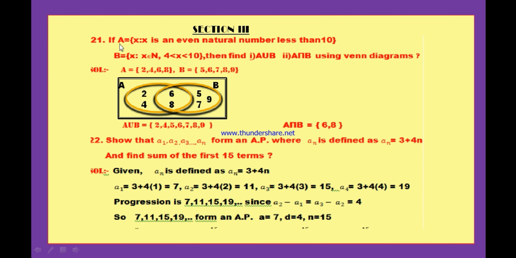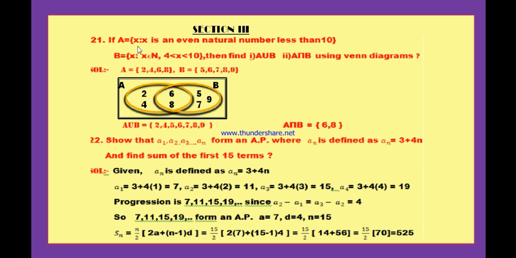I shall repeat, if A is equal to {x such that x is an even natural number less than 10} and B is equal to {x such that x belongs to N and 4 is less than x is less than 10}, then find A union B and A intersection B using Venn diagram.